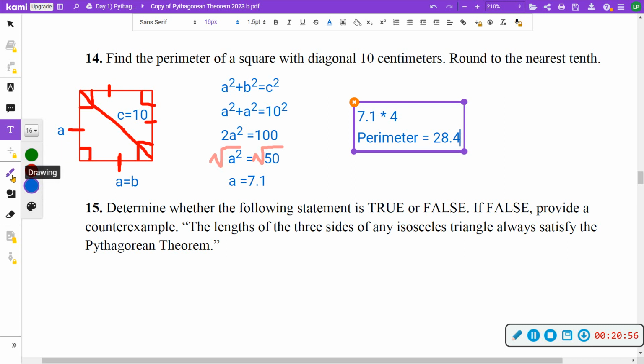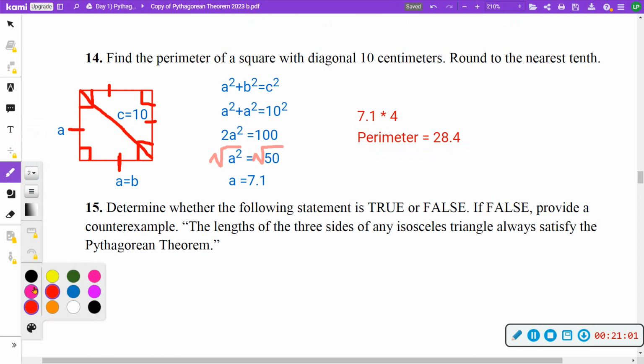Now we'll learn later that in a square there's a shortcut. The shortcut is that I could just take the hypotenuse and divide it by the square root of 2. And that will always give me the leg, which is the same on either side. But for now, this is how we're going.